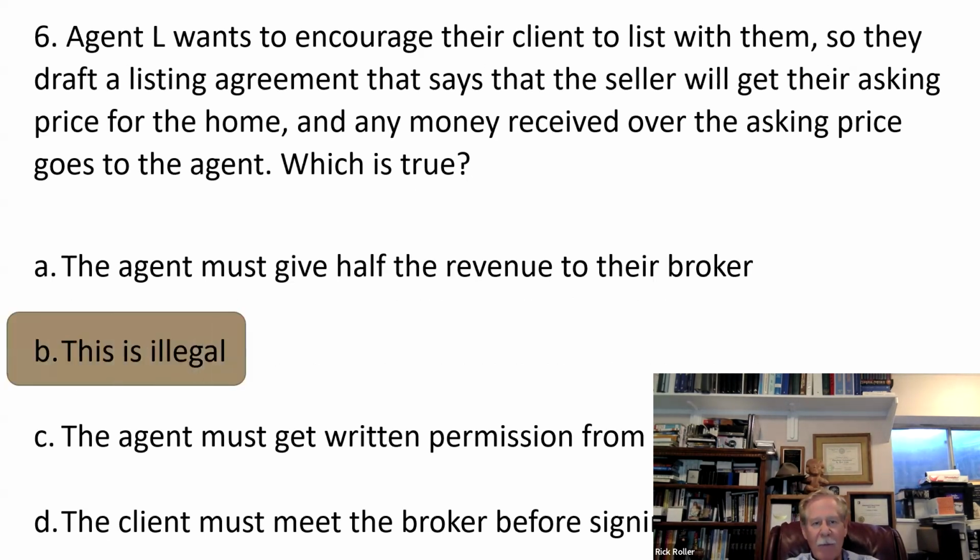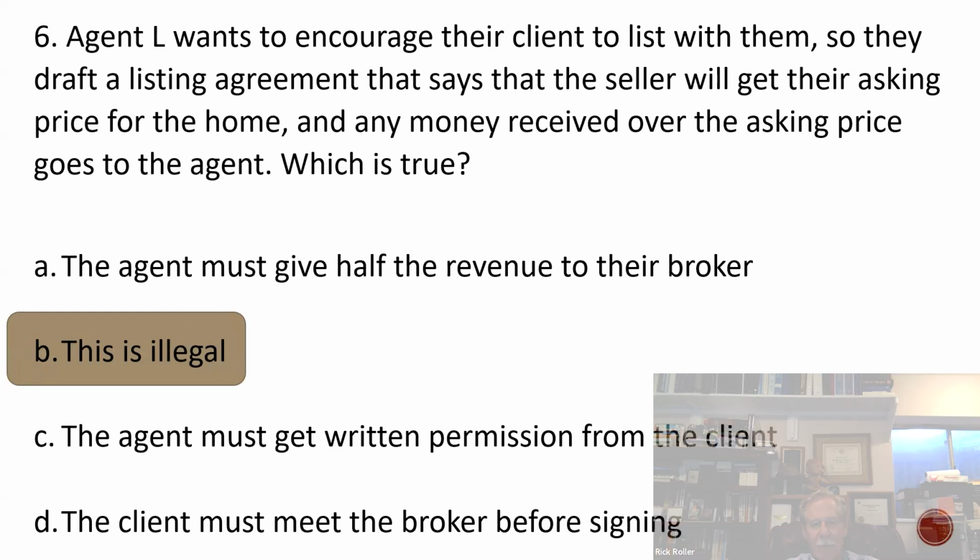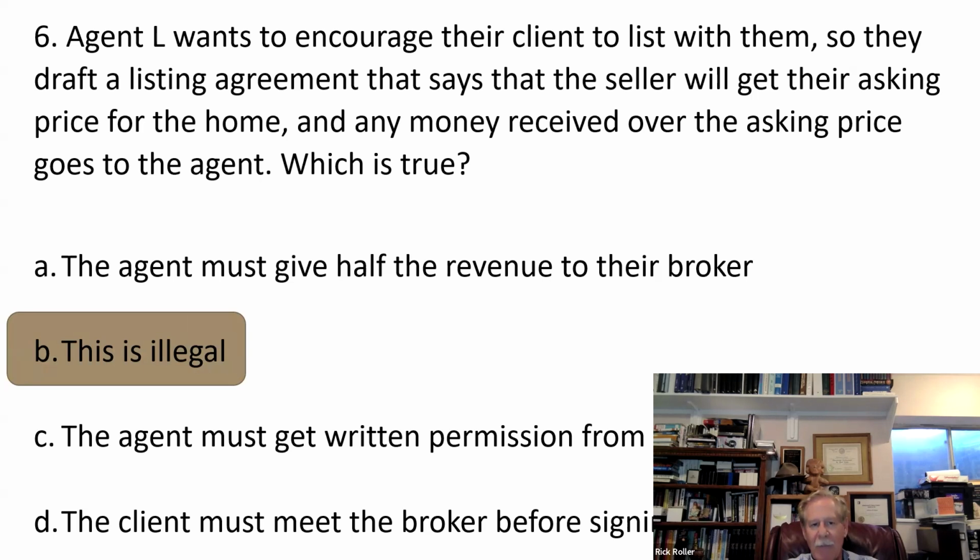They must give half the revenue to their broker. Well, what your split with the broker is what it is. I mean, it doesn't have to be half. It could be more. It could be less. The agent must get written permission from the client. C. Well, that we do have to have written permission. We have to have listing contracts that are done in writing. But that's not where we're going with this question.